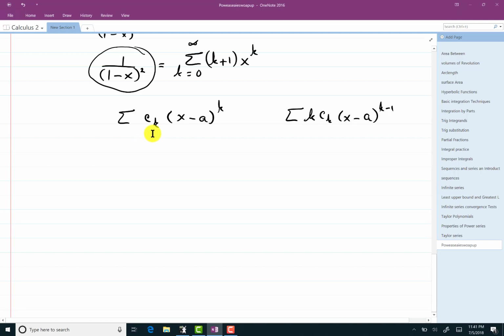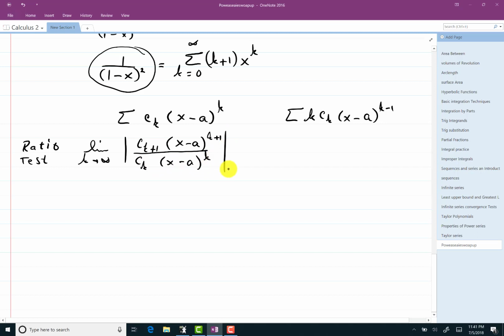Now, when you go and do the ratio test on the first series, look what you get. The ratio test will give me, for this particular series, the limit as k goes to infinity, and you would remember to do the absolute value because you're talking about setting this whole thing less than 1. I'll get c sub k plus 1 times x minus a to the k plus 1 all over c sub k times x minus a to the k, and that will equal, what I'm going to do is divide these up.